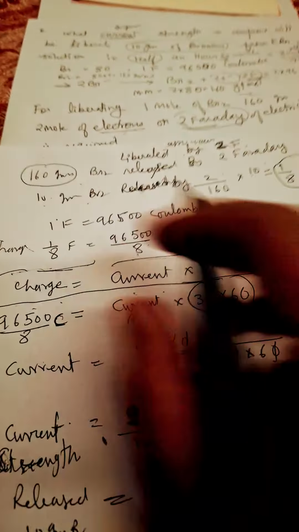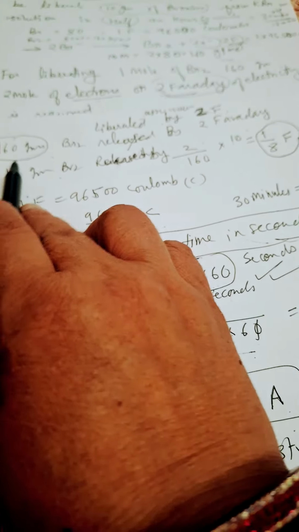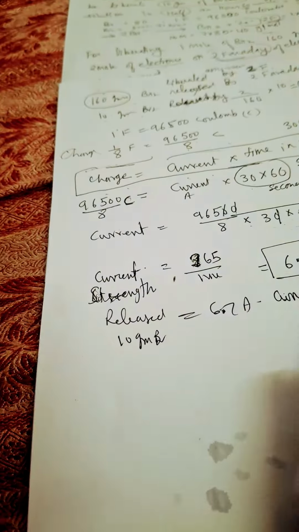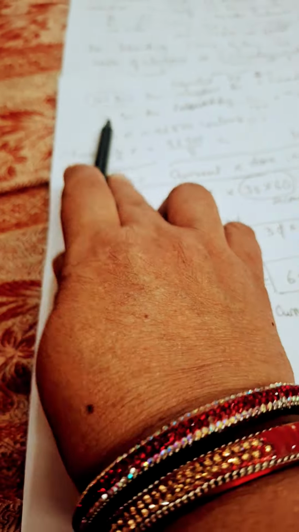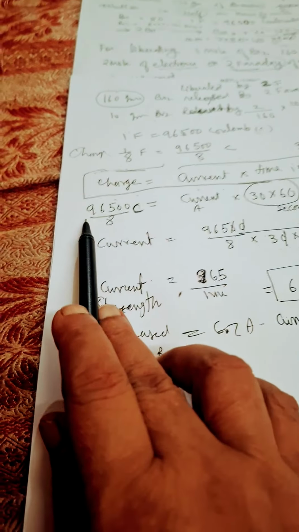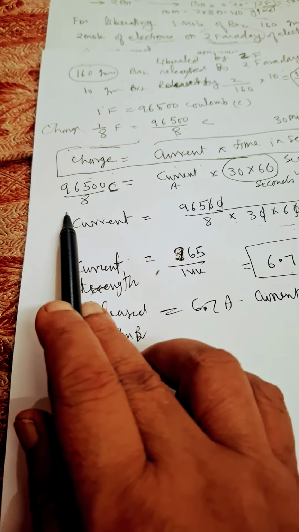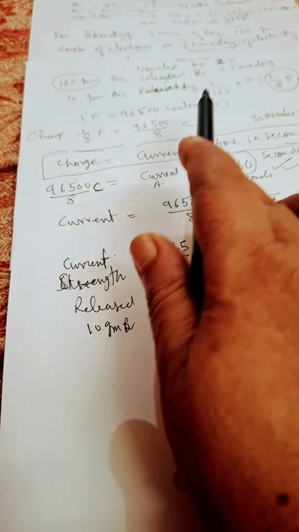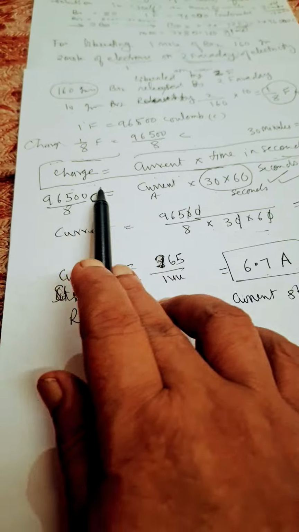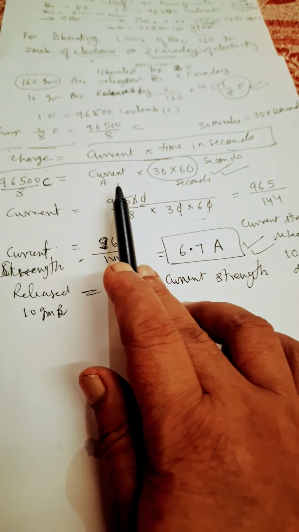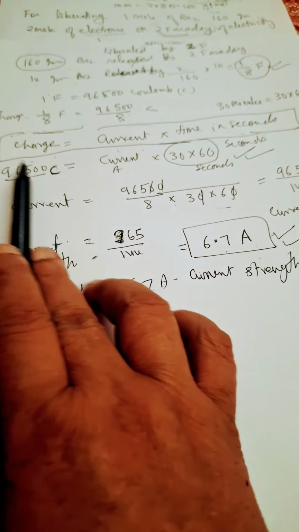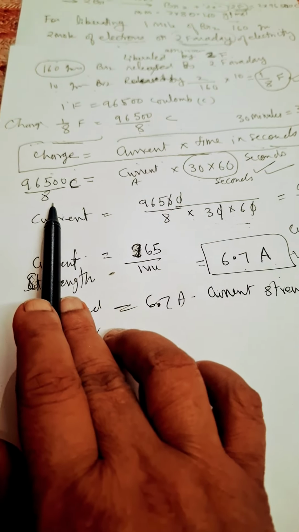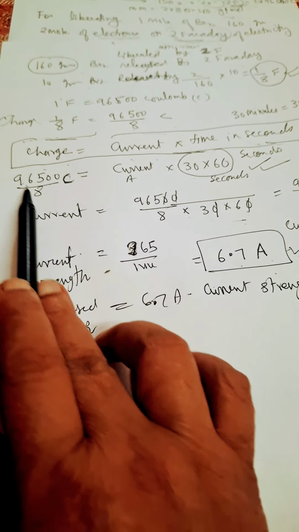Clear? For 160 gram, the electricity is 2 Faraday. And for 10 gram of bromine, the electricity required is 96500 coulomb divided by 8. This is the electricity required to deposit 10 gram of bromine. But they are not asking for electricity, they are asking for current.